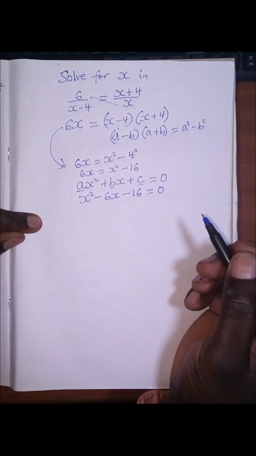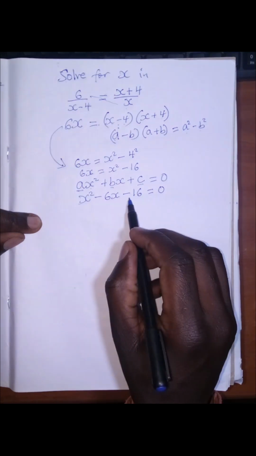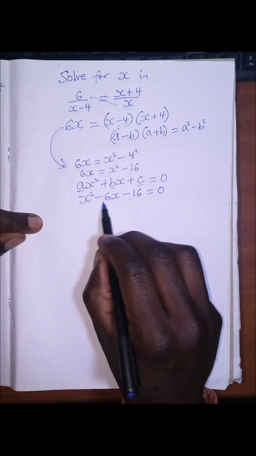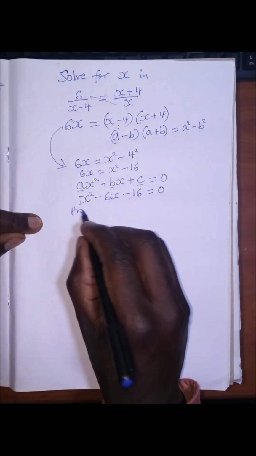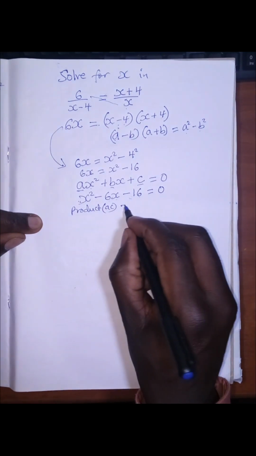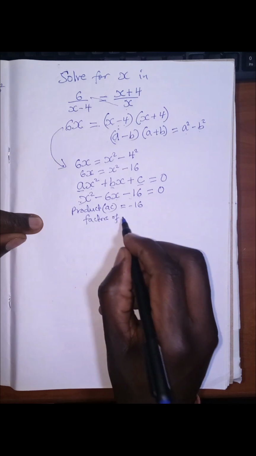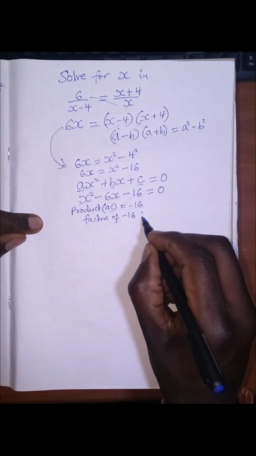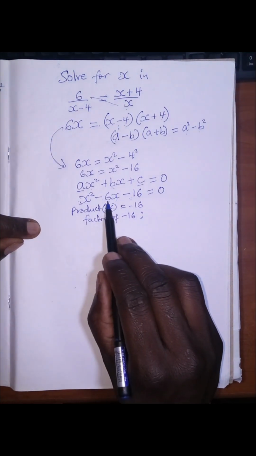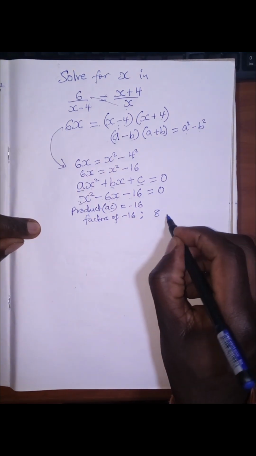We are going to use the factorization method. The coefficient of x squared here is 1, the constant part is minus 16, and the coefficient of x is minus 6. So we need to get the product ac, that is 1 times minus 16, which is minus 16. Then get factors of minus 16, such that if we add the two factors, we get the coefficient of x, which is minus 6. So the two factors will be 8 and 2.